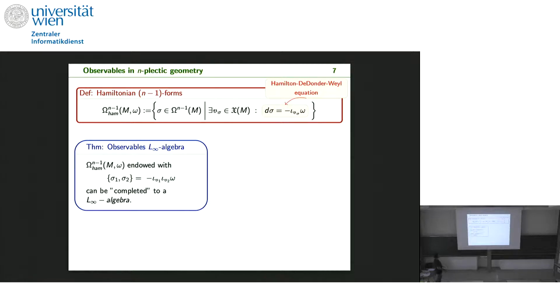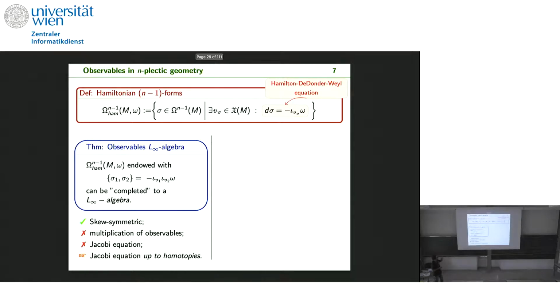And out of this, you can construct two algebraic structures. The first one is called the observables L-infinity algebra. And basically, it starts from observing that this space can be endowed with a binary bracket given by insertion of the two Hamiltonian vector fields into omega. And this binary bracket does not satisfy Jacobi, but satisfies Jacobi in a controlled manner. This can be proved: starting from this, you can complete it to a full L-infinity algebra.